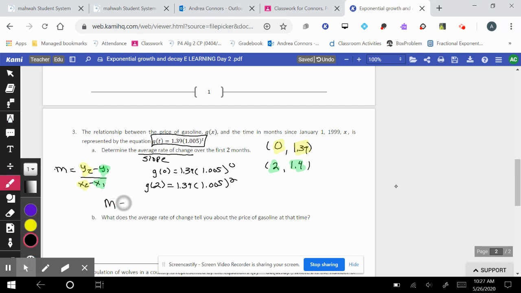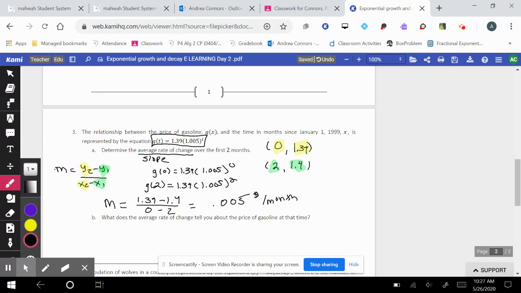So I'm going to do m equals 1.39 minus 1.4 all over 0 minus 2. And it should be 0.005. And that would be dollars per month.